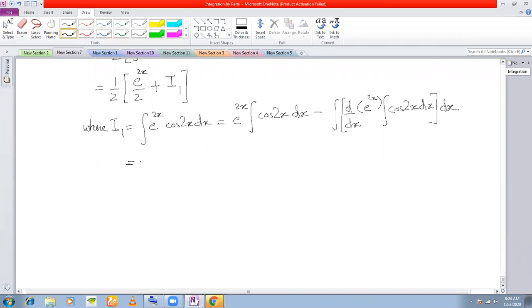So this is, what is the integral of cos 2x? It is sin 2x by 2. So this is e to the power of 2x sin 2x by 2, minus integral d/dx of e to the power of 2x. d/dx of e to the power of 2x, you know, is 2 e to the power of 2x, into integral cos 2x, which is again sin 2x by 2.